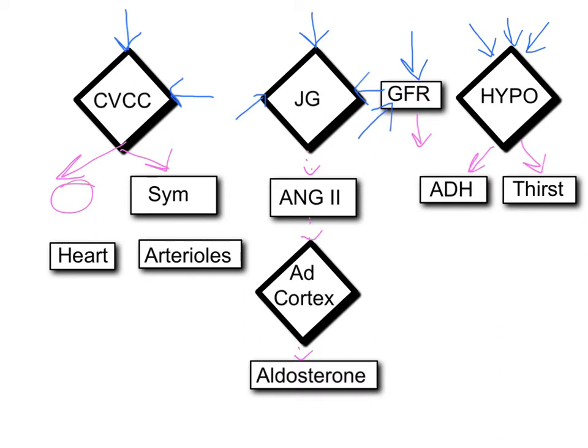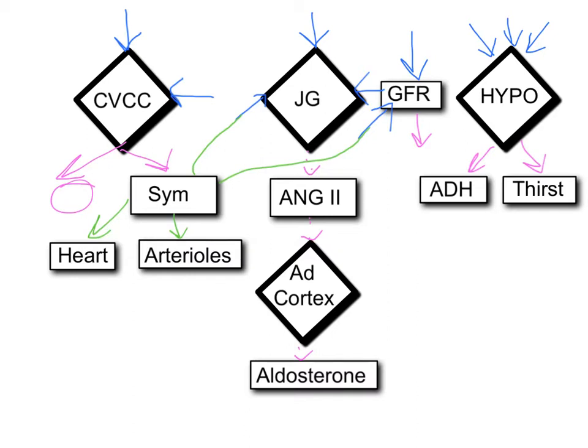Now let's look at the output from the sympathetic nervous system, and remembering it has 4. So it is going to go to the heart, to the arterioles, to the JG cells, so it's connecting up with that there, and it is also going to be the other input going into the GFR, like that. So sympathetic, 4 outputs.